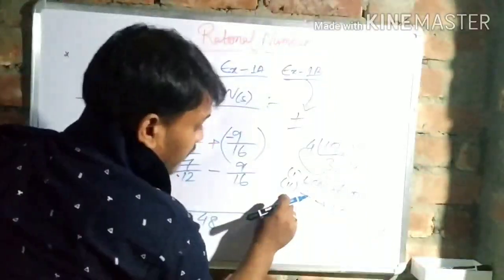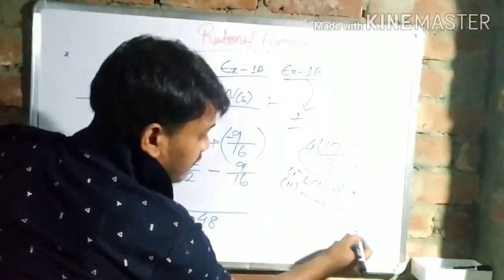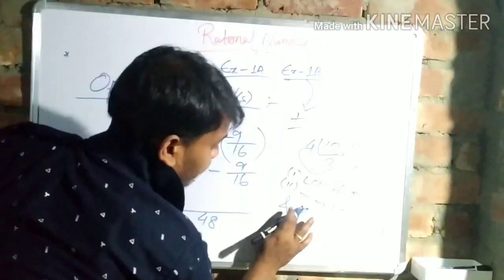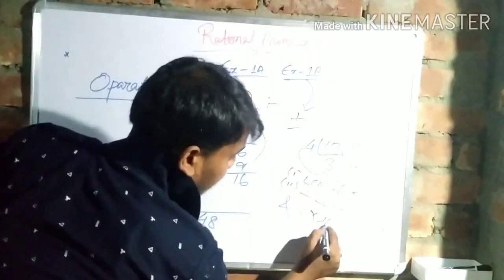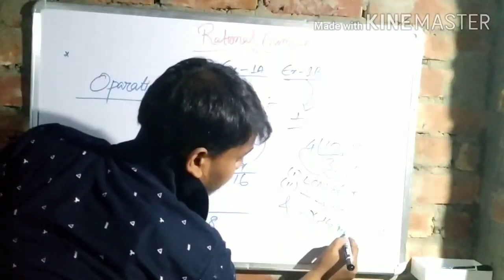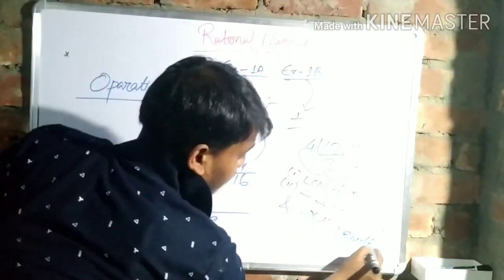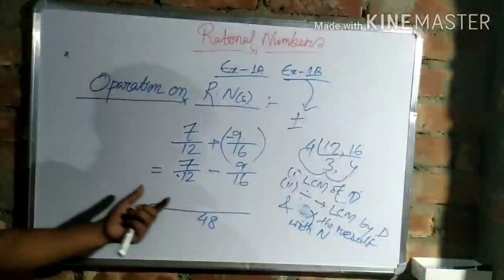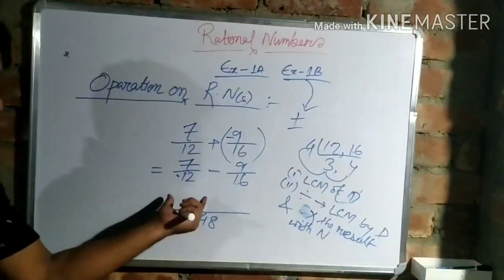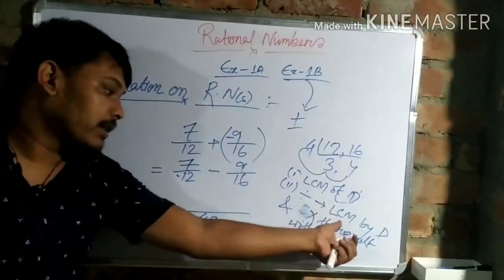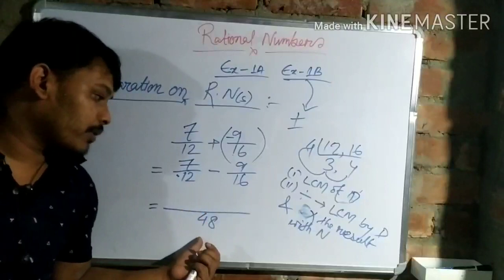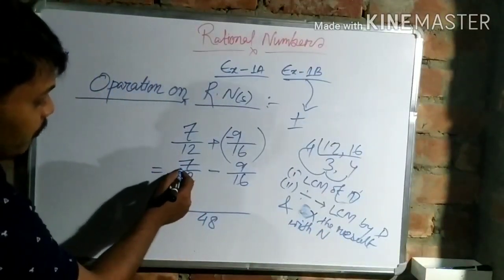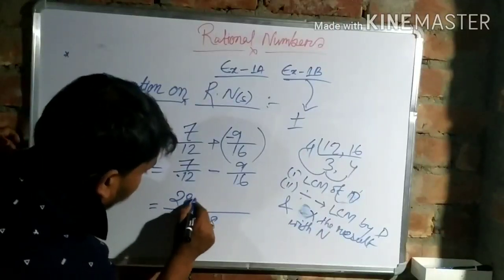So the second step is to divide the LCM by the denominator and multiply the result with the numerator. First we divide the LCM by the denominator, the result is 4, and the result is multiplied with the numerator. So 4 times 7 is 28, minus.